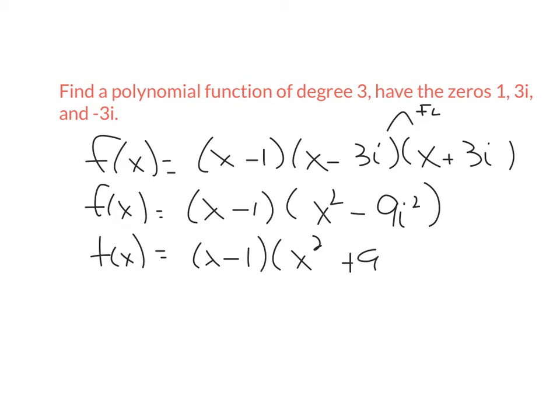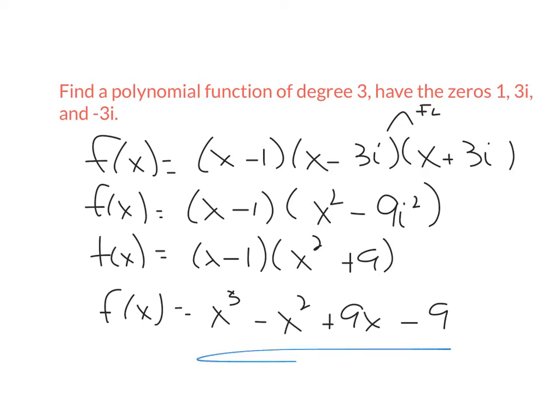So all I have left to do now is FOIL. So I'm going to do first, which is x cubed. Actually, I'm going to go in a little bit different order here to make my exponents be in the right order. I'm going to do FIOL. Inside is negative 1x squared. Outside is positive 9x. And last is negative 9.